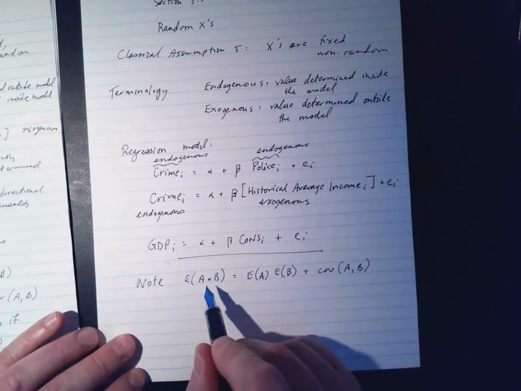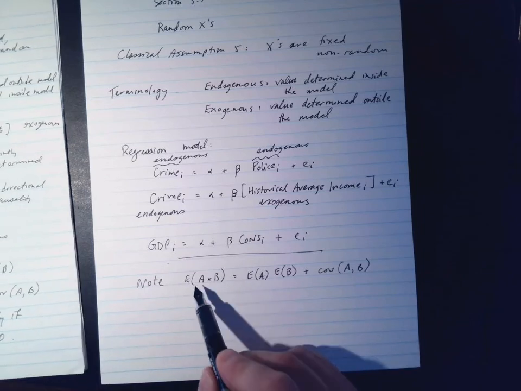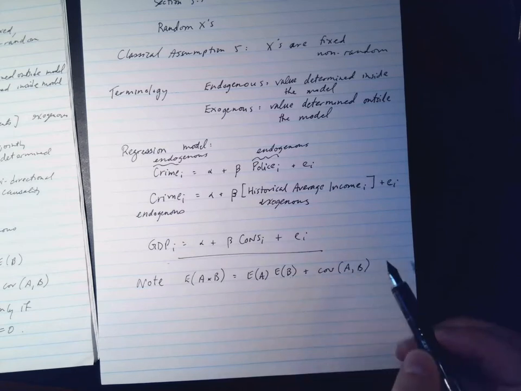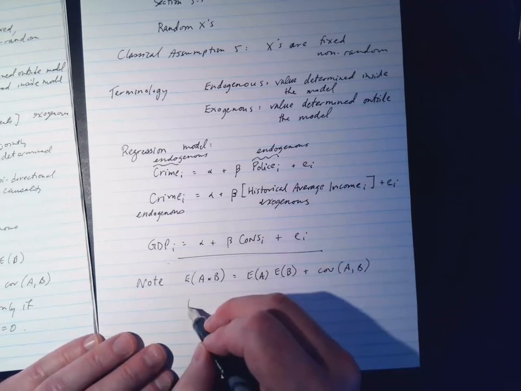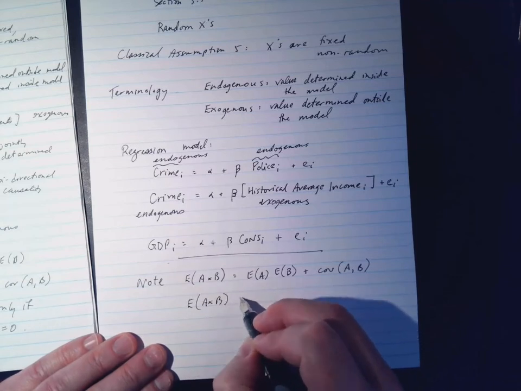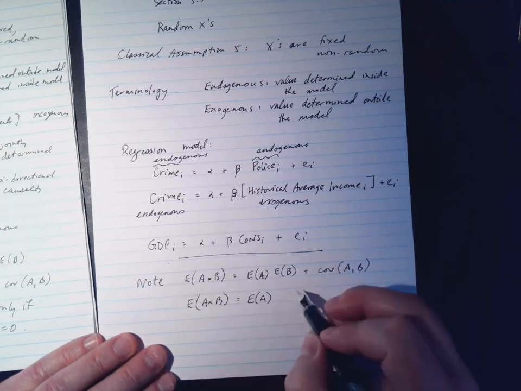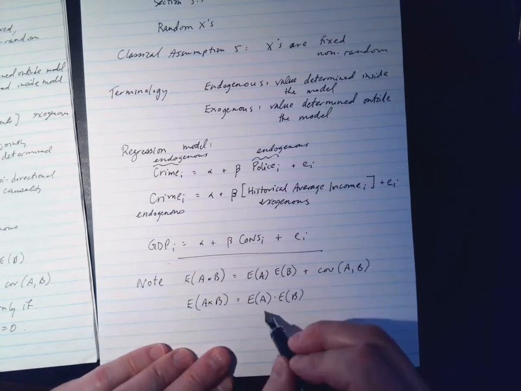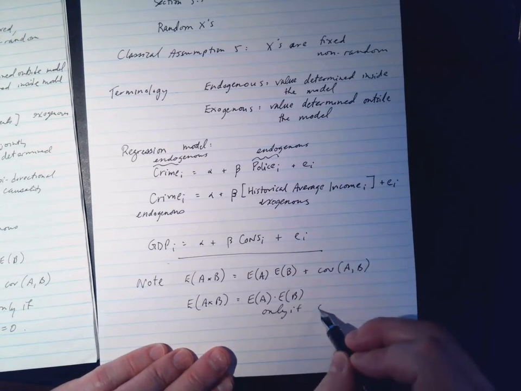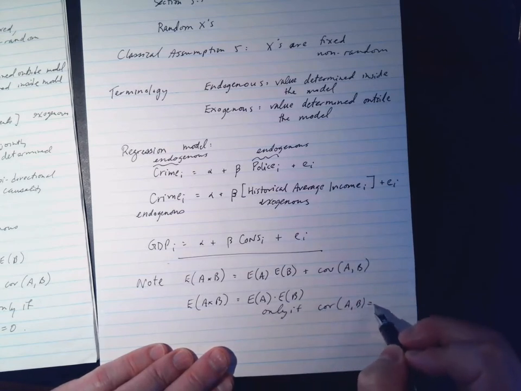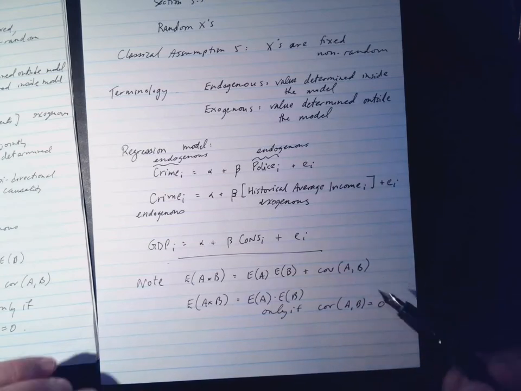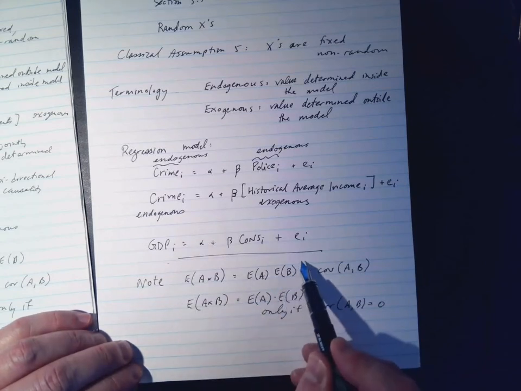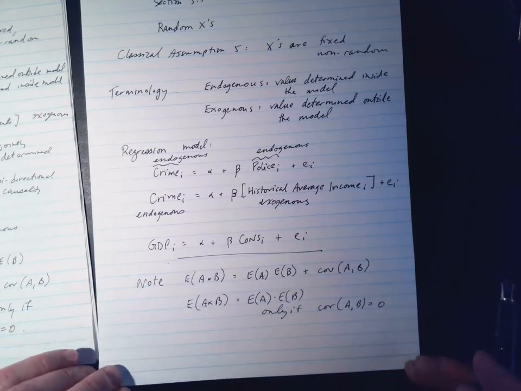So the expected value of A times B, if these are two random variables, is the expected value of A times the expected value of B plus the covariance of A and B. That means that the expected value of A times B will equal the expected value of A times the expected value of B only if the covariance is 0. You can see that obviously there. If that covariance equals 0, then we're only left with that smaller portion of the equation. All right, so you got that.